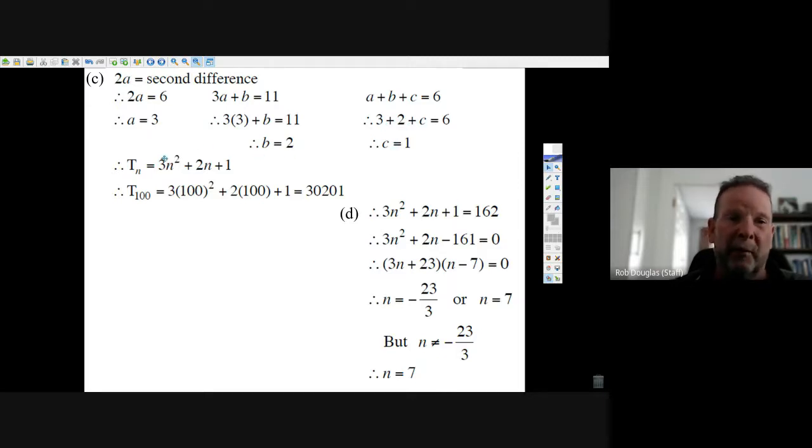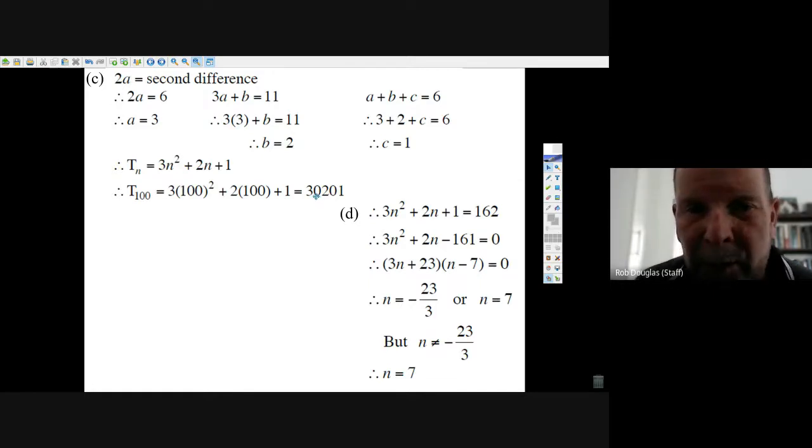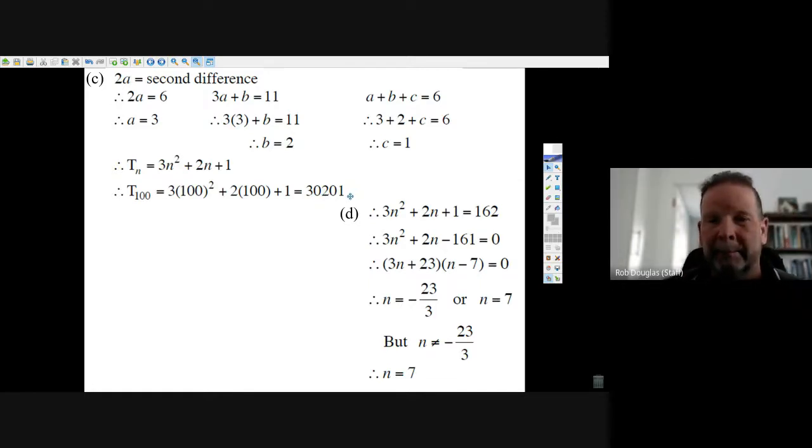Well, that's your formula. A is always the coefficient of the n squared, b is the coefficient of n, and c is the number added on. All we do is put 100 in there to get the 100th term. 3 times 100 squared plus 2 times 100 plus 1. The 100th term must be 30,201.